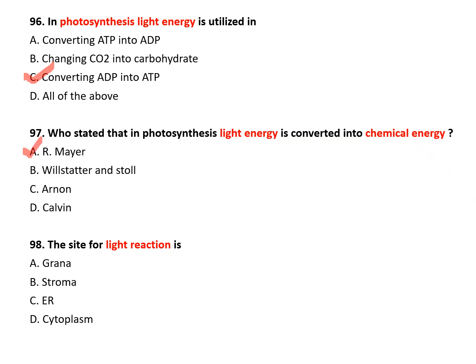The next question, number 98. The site for light reaction is option A, grana, option B, stroma, option C, endoplasmic reticulum, option D, cytoplasm. The correct answer is option A, grana.